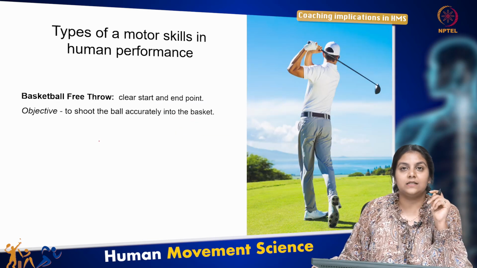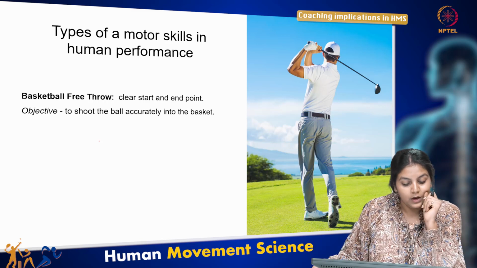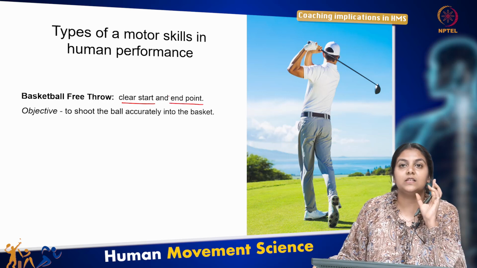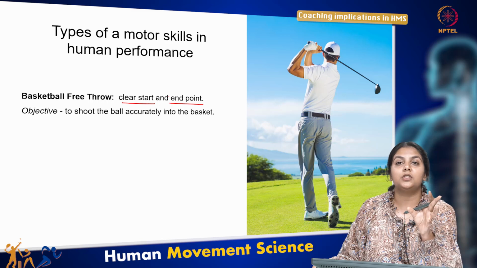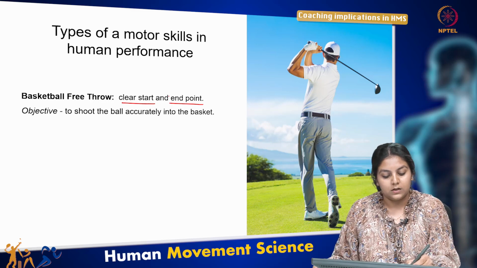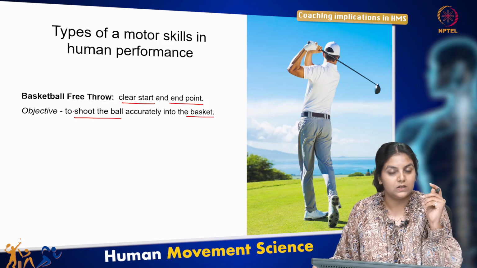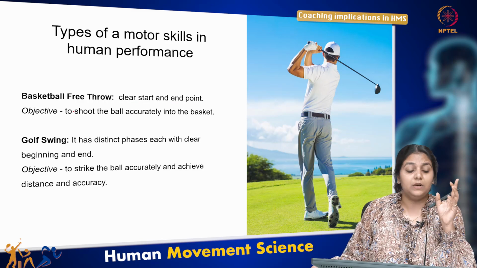Now let's look at an example. For example, a basketball free throw has a clear start and end point. So we know where we are starting from and where we are ending. The objective here is to accurately shoot the ball into the basket. Hence this becomes a discrete skill. Another example is a golf swing.